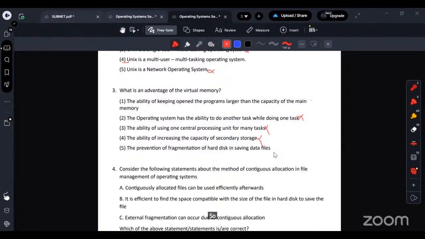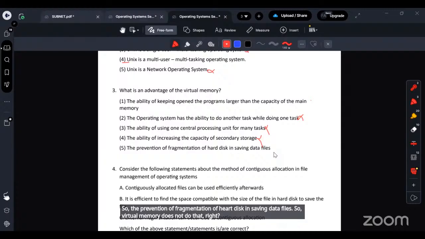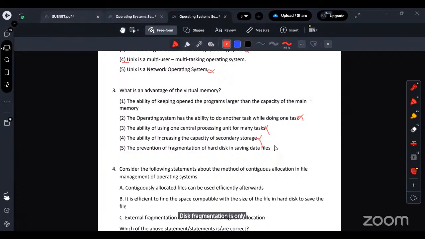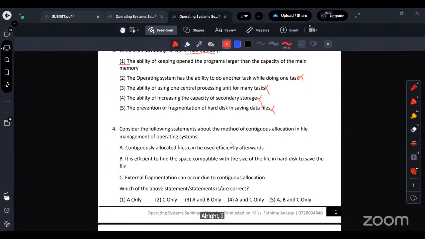So the prevention of fragmentation of hard disk in saving data files. Virtual memory does not do that, right? Disk fragmentation is a different topic, so this is not related to it. But they're asking about virtual memory. So the answer is the ability of keeping open the programs larger than the capacity of the main memory. All right, I hope that was clear.